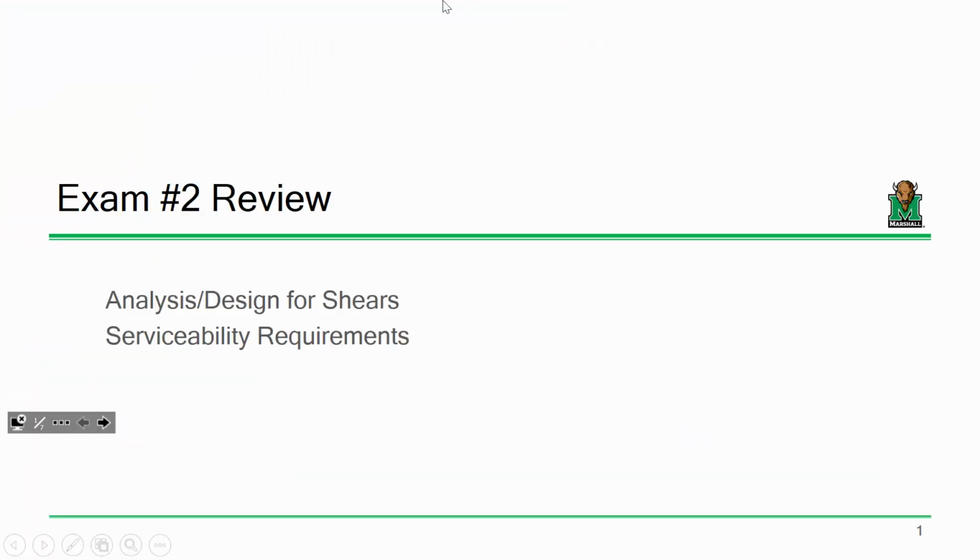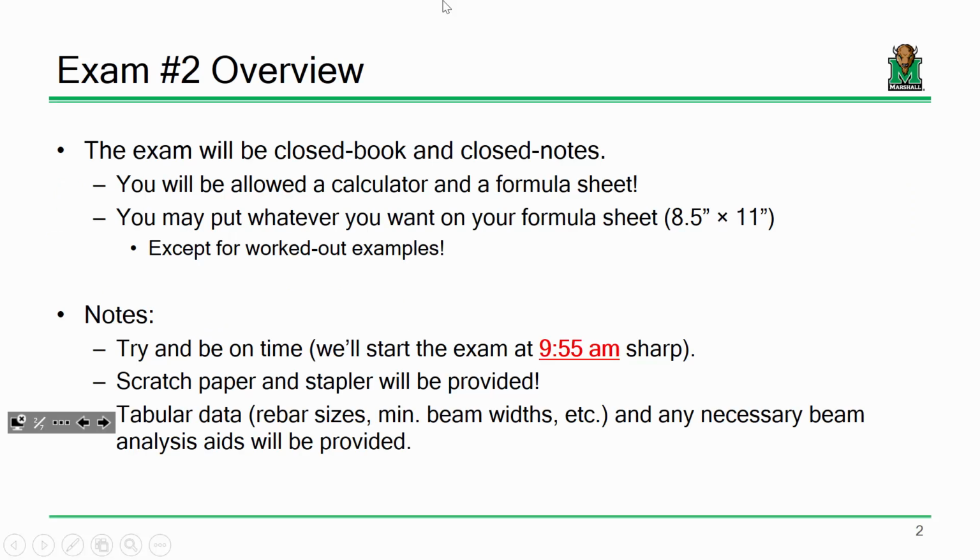Okay, so here's the rundown on the exam. The exam is going to be on shears and deflections, specifically on homework 6 and homework 7. Again, I'm not putting homework 5 on the exam. So the exam is going to be closed book and closed notes, but you're allowed a formula sheet. You're allowed a calculator, obviously. The formula sheet, 8.5 by 11. Put whatever you want on it except for worked out examples.